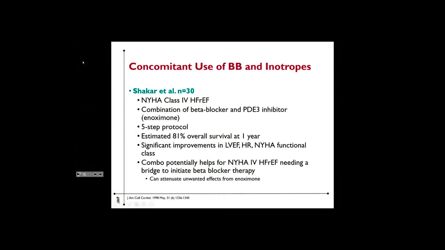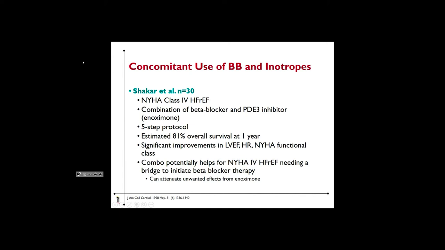They did a 5-step protocol. The way this study was conducted, patients who were class 4 heart failure were given and stabilized on oral enoximone. After that, they were optimized on all their guideline-directed medical therapy, which is predominantly their ACE inhibitors. From there, they were started on a low-dose beta blocker. Then they tried to wean off the enoximone and see if they could tolerate that. If they were not able to tolerate that, they had them on long-term therapy of both.